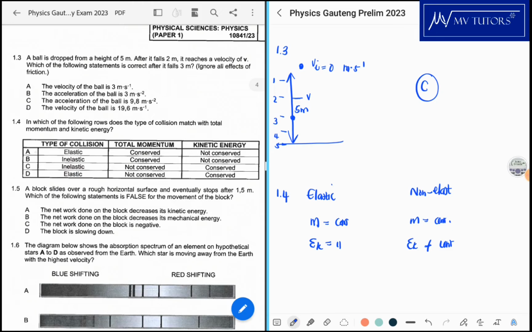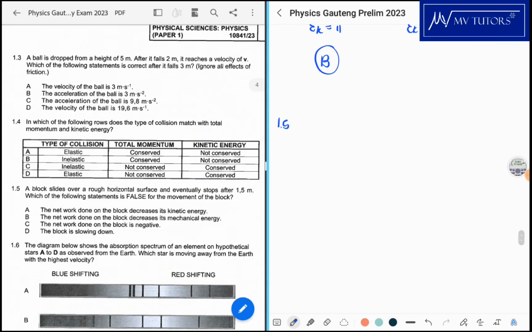So for elastic, both have to be conserved, so that is out. If we have a look at A as well as D, we are cancelling those. We're not looking at them because they're wrong. But when it comes to inelastic, total momentum has to be conserved. So C is out and we're left with B. Total momentum is conserved. That is true. Kinetic energy is not conserved. That is true. So our answer for 1.4 is B.